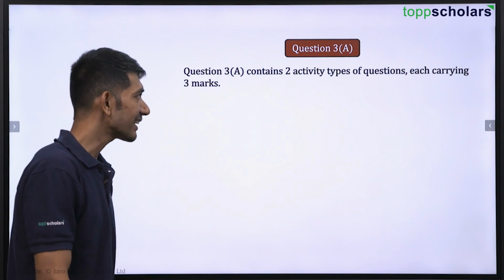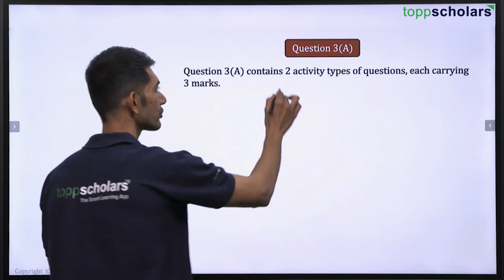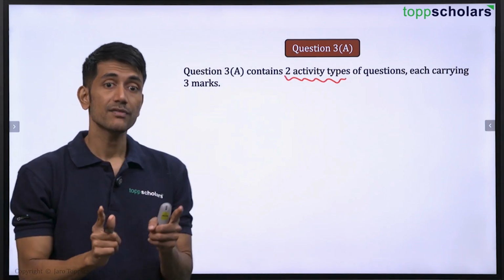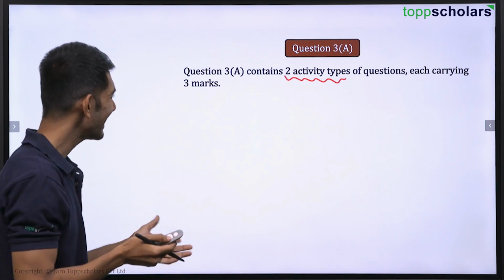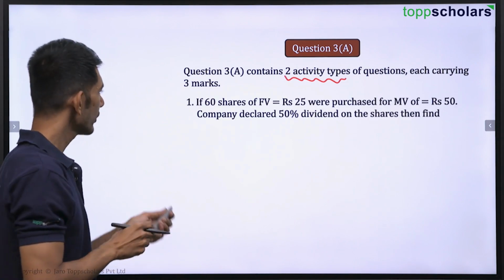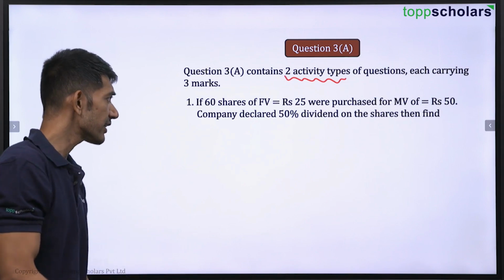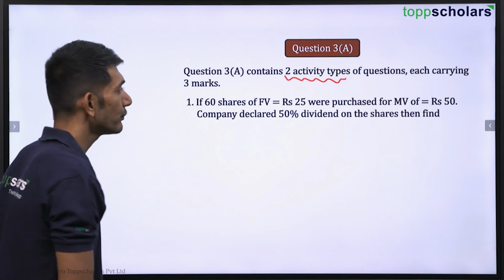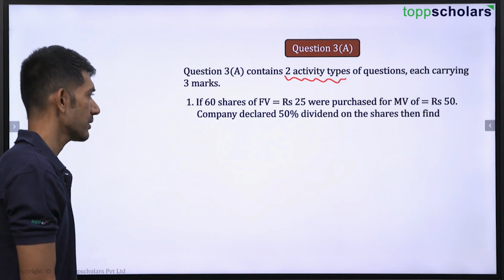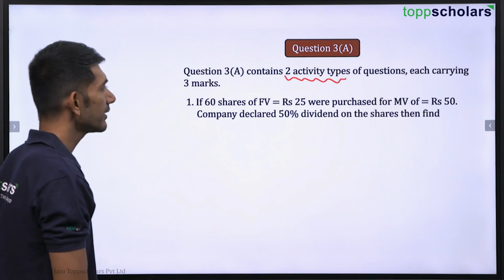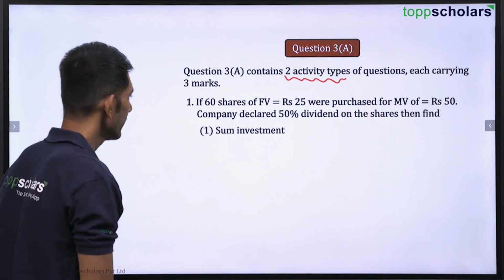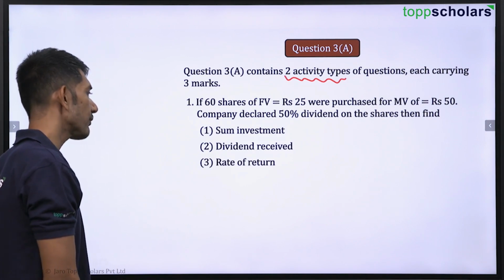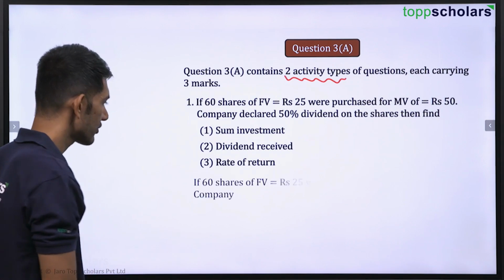Okay. So question 3A contains 2 activity type questions. Each question will be of 3 marks now, so slightly bigger, but easy. It says 60 shares of face value rupees 25 were purchased for market value of rupees 50. The company declared 50% dividend on the shares. Then find the sum invested and find the dividend received. Then also find out the rate of return. So 1 mark for each.